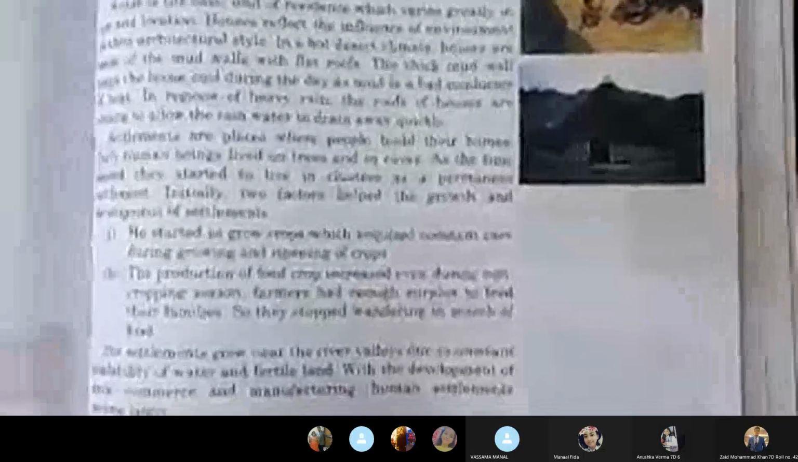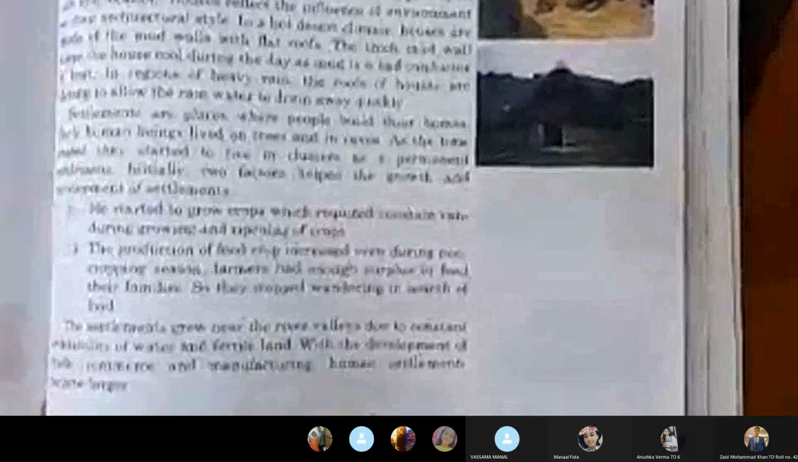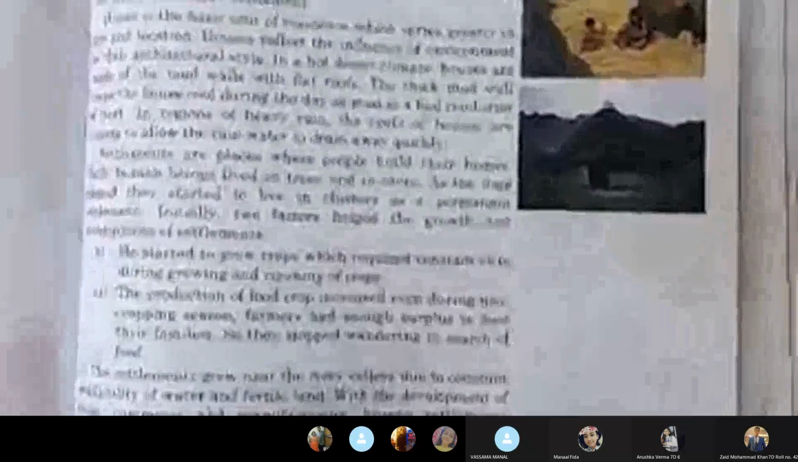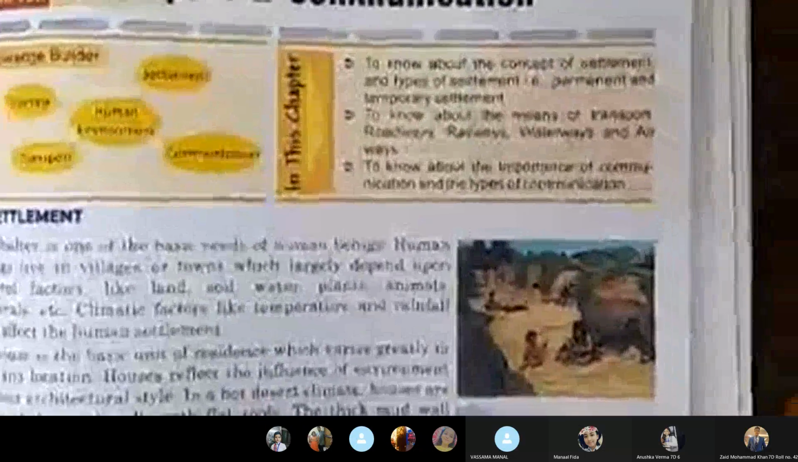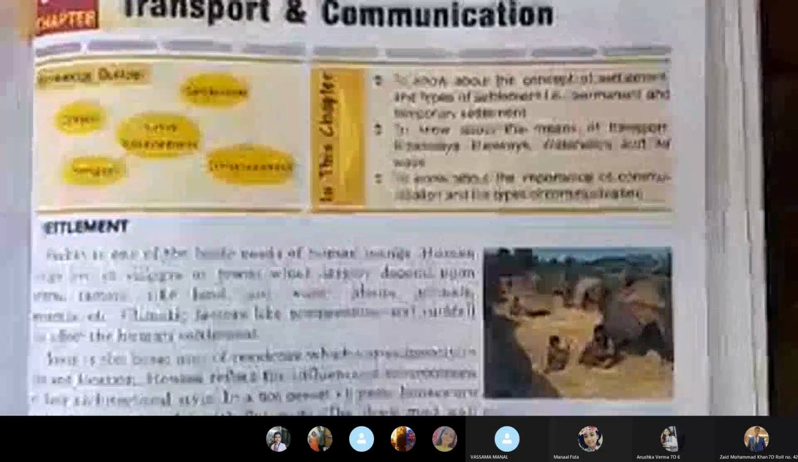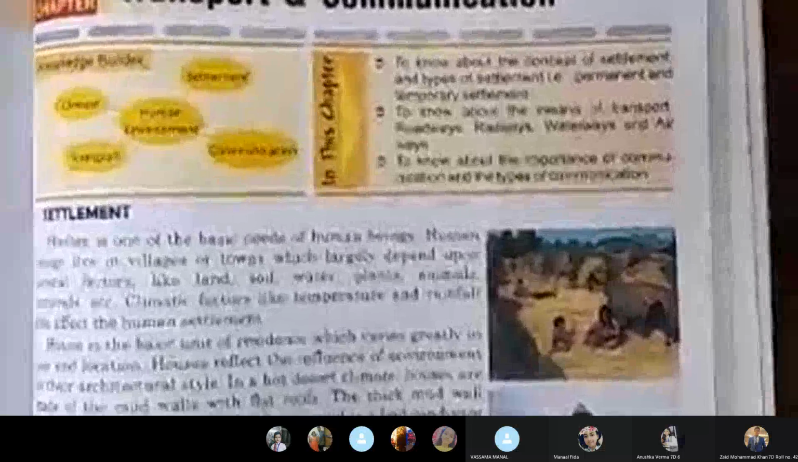Good morning, class. We talk of the new chapter, Human Environment, Settlement, Transport and Communication. Before we move on to this chapter, we need to understand the meaning of the chapter that we are undertaking. We are talking about human environment. That means the place where the human being resides or settles down. Now, what are his settlement types?